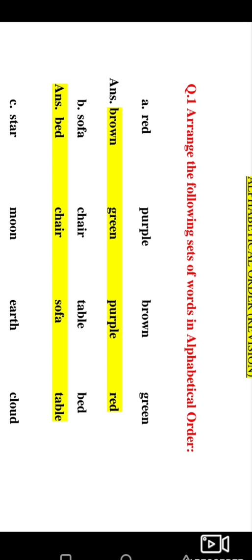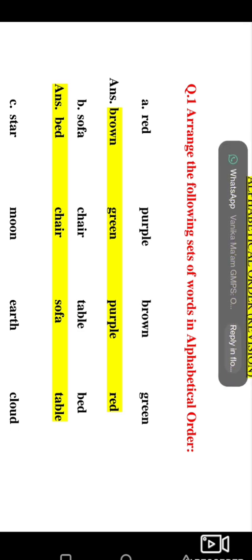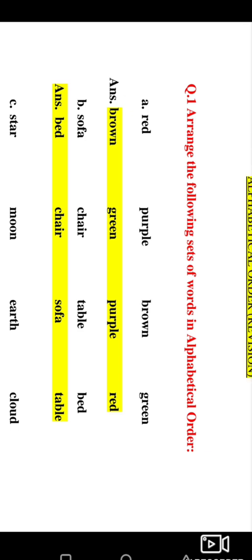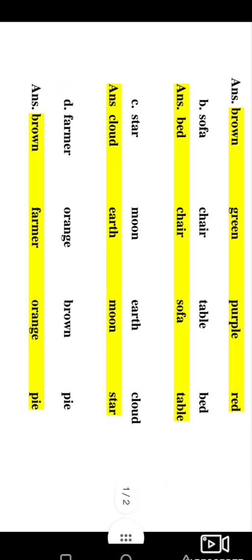Then after B we will write green, okay, because G comes in alphabet after B, then we will write P, and lastly we will write R. Okay, so for solving these questions, you need to memorize first all the alphabet in a proper order. Then you need to observe the first alphabet of these words, and then you arrange these words according to the alphabetical order.